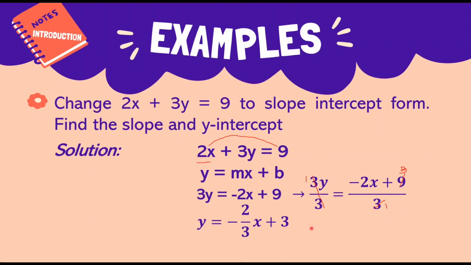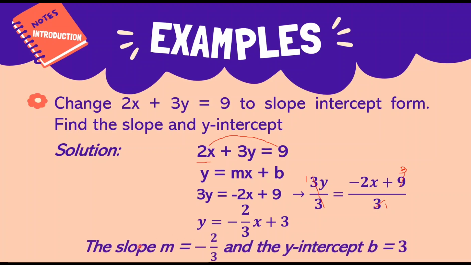Now, is it already written in slope-intercept form? Excellent. It is already written in y is equal to mx plus b. Therefore, we can easily find out what is the value of our slope and what is the value of our y-intercept. So let us have our conclusion. The slope is negative 2 over 3. This is our slope, numerical coefficient of variable x. And the y-intercept, which is our constant, b is equal to 3.